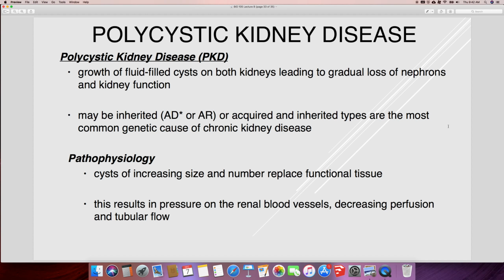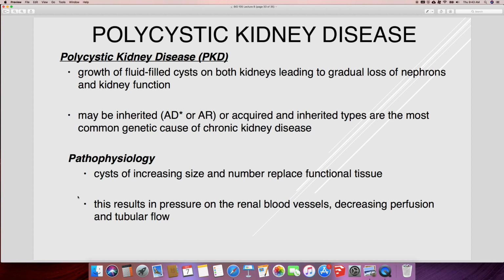And basically, as these cysts continue to develop and you get more and more of these cysts, you lose functional kidney tissue. So you lose the nephrons, and that results in loss of function of the kidneys. So it may be inherited in an autosomal dominant or autosomal recessive pattern, autosomal dominant being the most common. Again, autosomal dominant means you only need to inherit one allele in order to have the disease. And obviously autosomal recessive, you need both alleles in order to develop the disease.